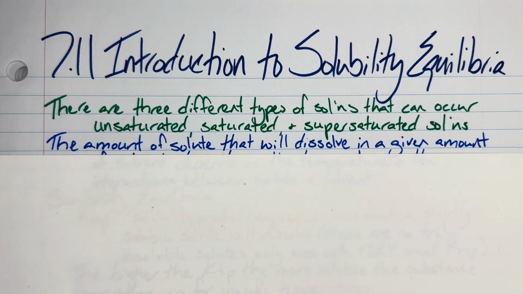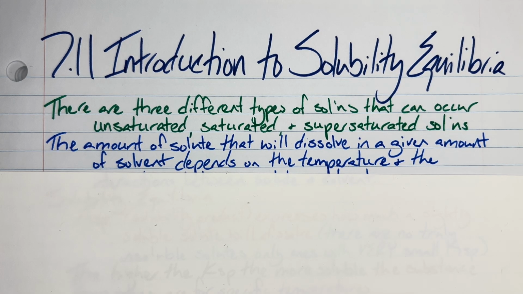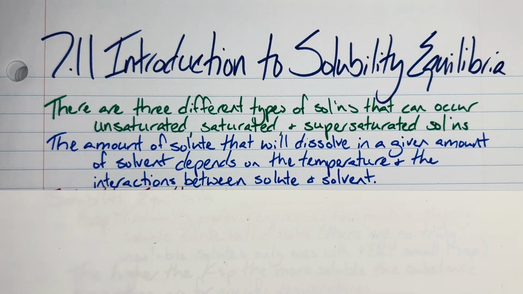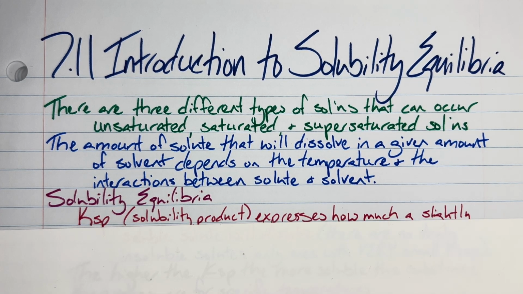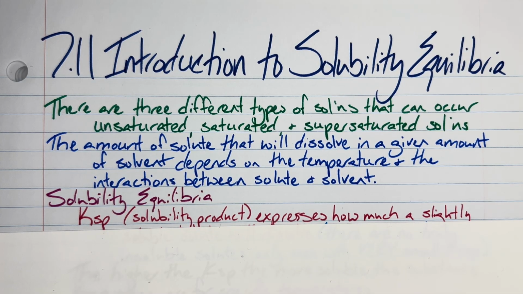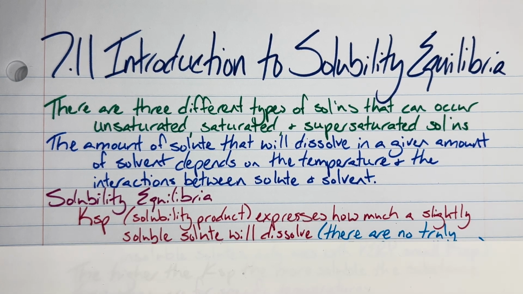The amount of solute that will dissolve in a given amount of solvent depends on the temperature and the interactions between solute and solvent. For solubility equilibria, we are looking for KSP, which is the solubility product, and our KSP expresses how much a slightly soluble solute will dissolve.